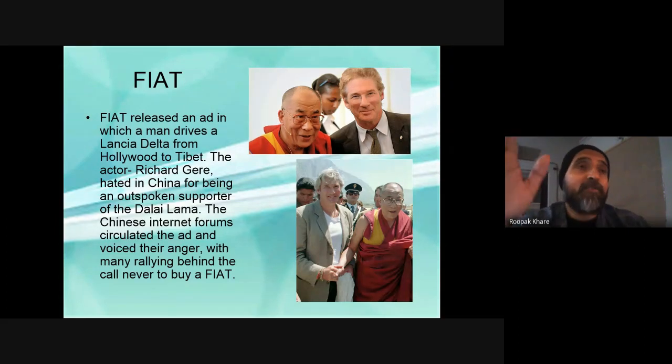Now, the Dalai Lama is against the occupation of Tibet by China. So, when he speaks against China, and Richard Gere is friends with the Dalai Lama, people of China did not like Richard Gere. So when Richard Gere was taken in that advertisement, people did not accept that advertisement or that car, the product. So it failed. Cultural differences, how deep rooted they are, imagine.